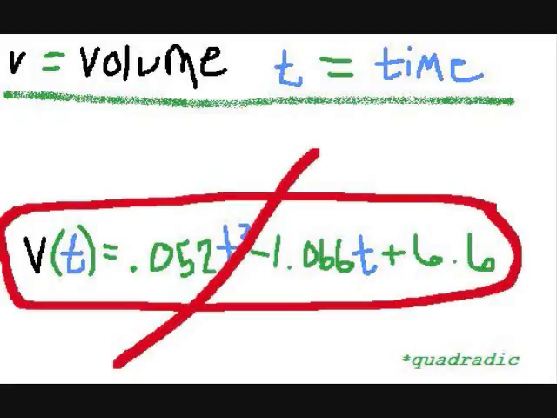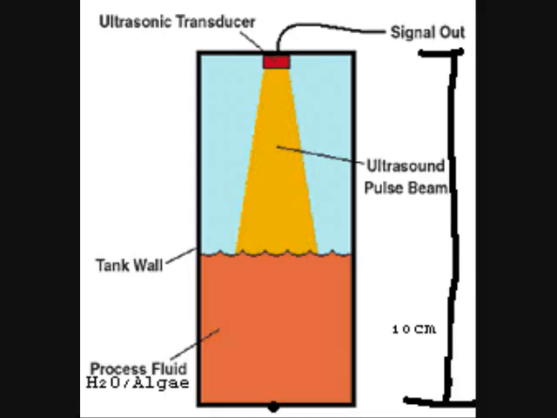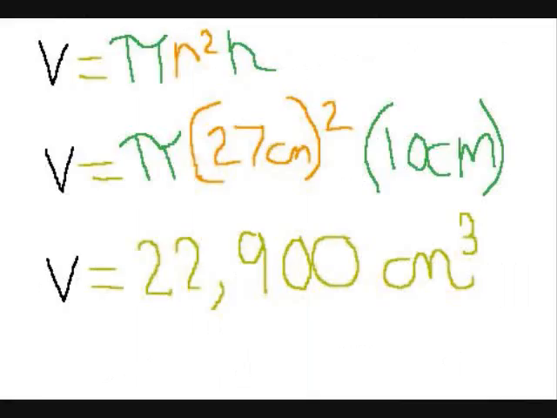So in order to find T and V, we need to use the information that we do already have, such as the water height at 10 centimeters, and we want to find volume first. This is the equation for the volume of a cylinder. The diameter of the barrel is 54 centimeters, so the radius is half. Now we solve for volume.